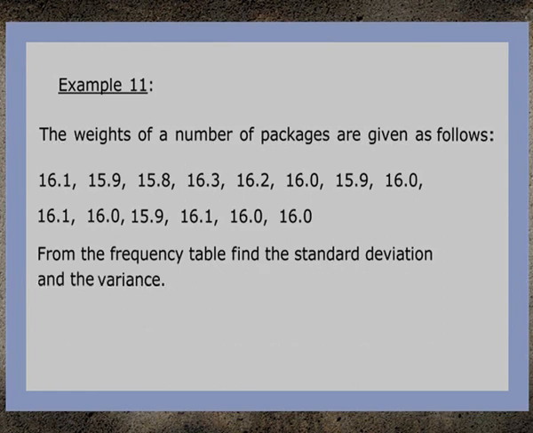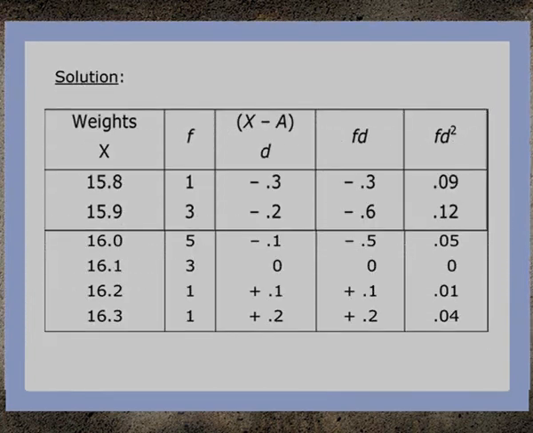Now for this we are taking an example again. The weights of a number of packages are given as follows: 16.1, 15.9, 15.8, 16.3, 16.2, 16.0, 15.9, 16.0, 16.1, 16.0, 15.9, 16.1, 16.0 and 16.0. Now from the frequency table, find the standard deviation and the variance. So let's see the solution.